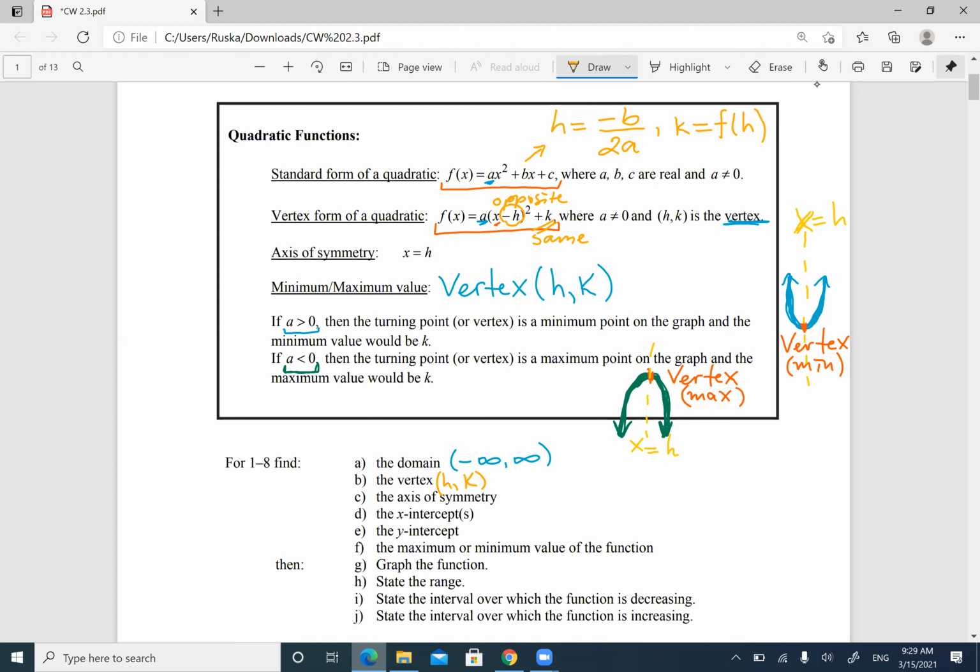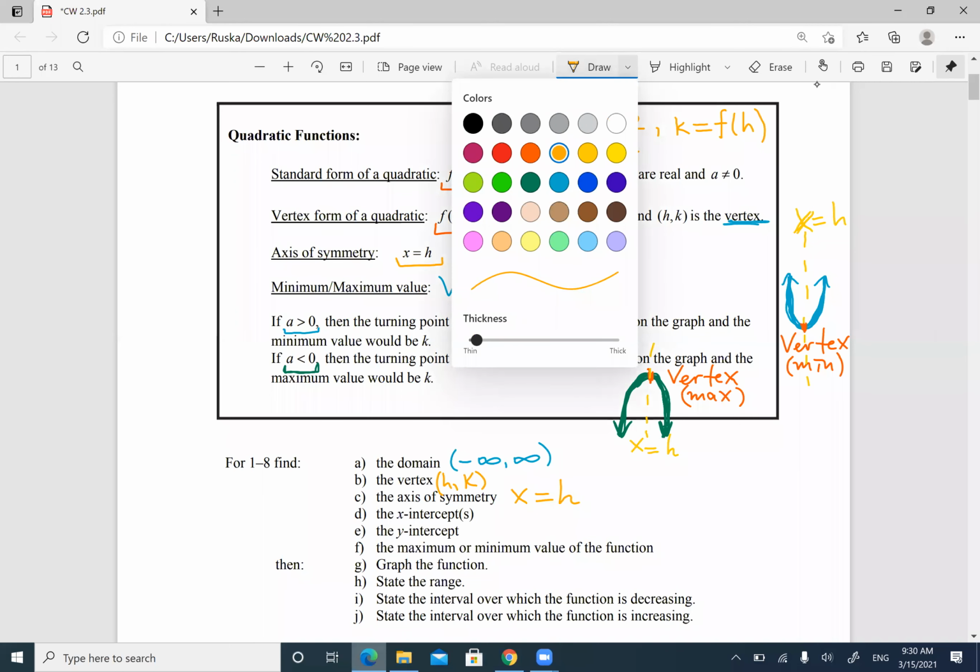Now, after you find your h and k, after you find the vertex, the axis of symmetry is going to be the equation here, x equals h. That's your equation, x equals h, okay? So we're going to do an example, we're going to see how that works, okay?